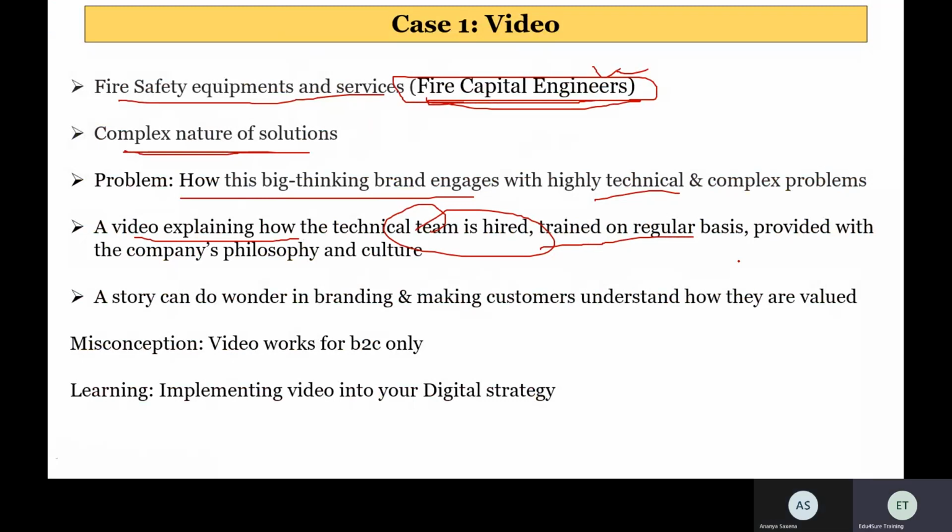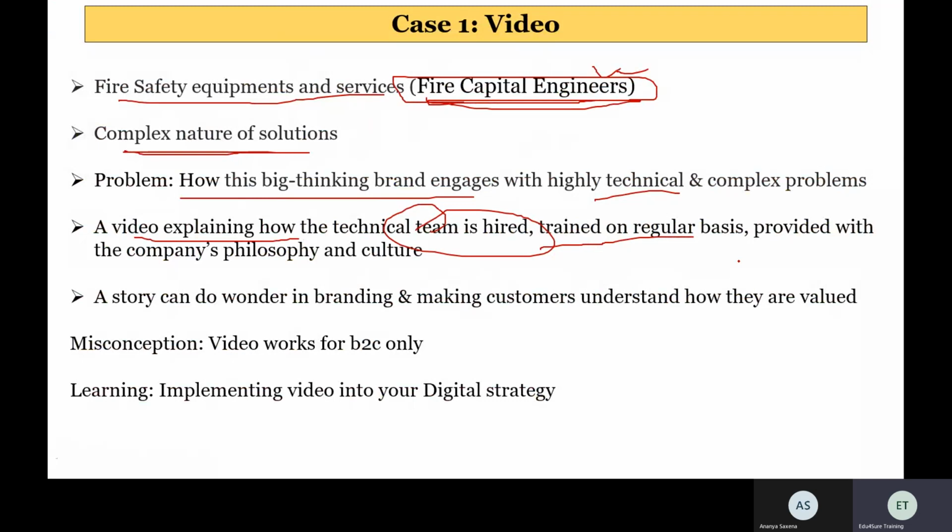You are working in a fire capital engineer company, and you are a salesperson over there. Don't you think if you had that video and you shared it with the people, they would understand better before you reach their office? So that is the way you can actually communicate your message.